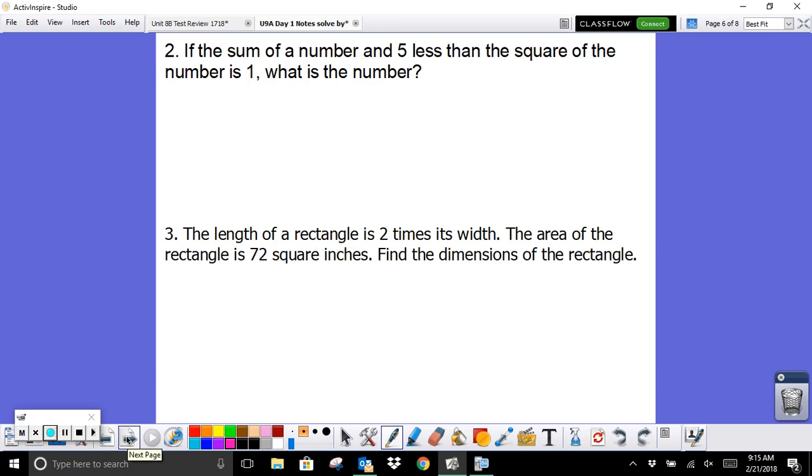All right, number 2, if the sum of a number and 5 less than the square of the number is 1, what is the number? So the sum, so that's adding, of a number, we don't know that number, and 5 less than. Less than does not mean the less than sign, that means subtracted from the square of the number. So that's going to be x squared is, always find where that is located, because that's going to be your equal sign, and that's the easy part, 1. What is the number?